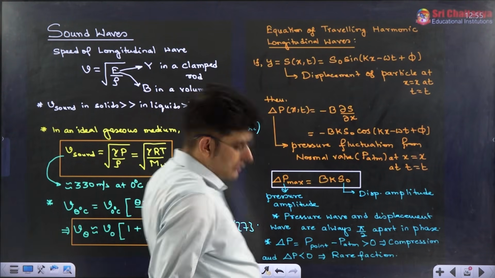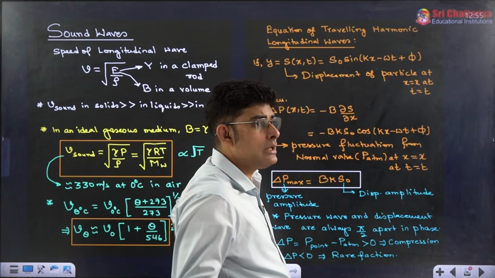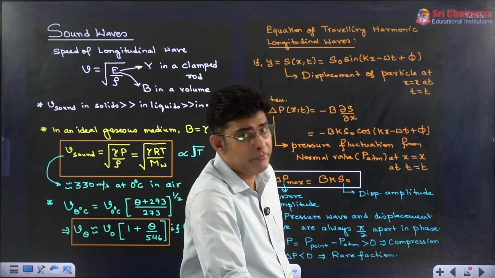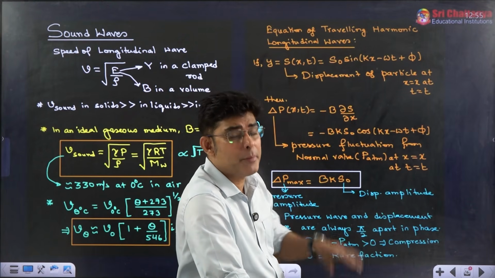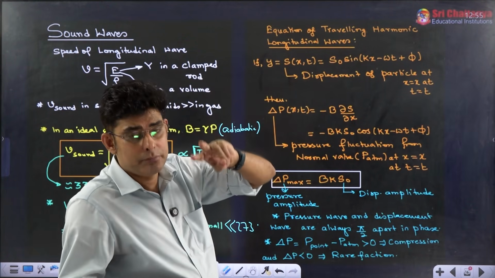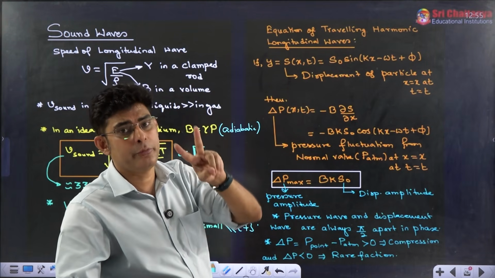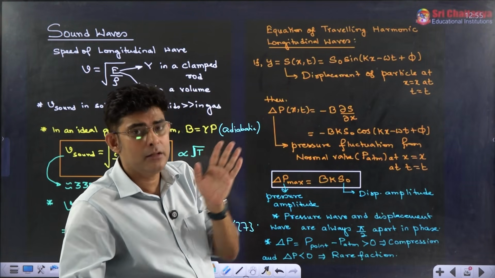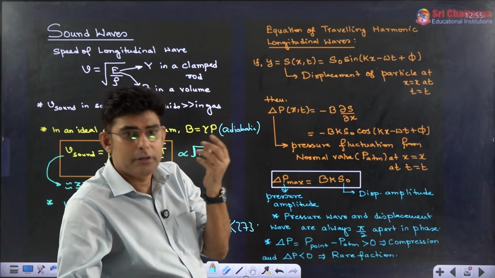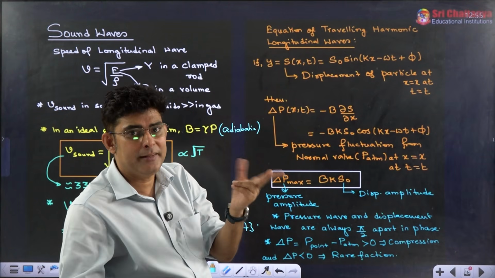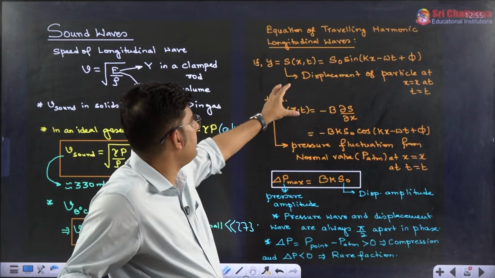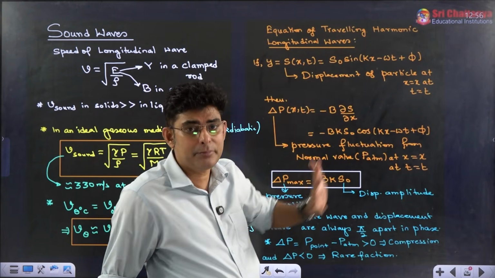Clear? Next, the equation of a travelling harmonic longitudinal wave. When we have a transverse wave, we saw y was the displacement of the particles perpendicular to the wave motion. But in longitudinal waves, we represent the travelling wave by two different forms, because as a longitudinal wave like sound propagates, the air columns displace and there is also a fluctuation in pressure. So sometimes we write it as a displacement wave, sometimes as a pressure wave.